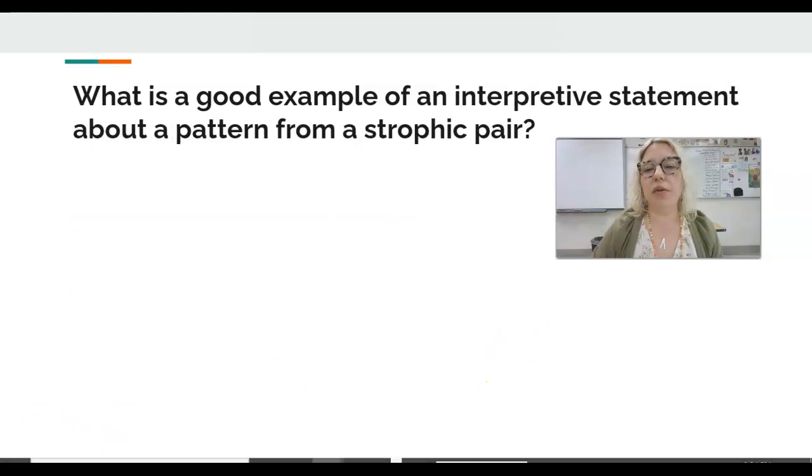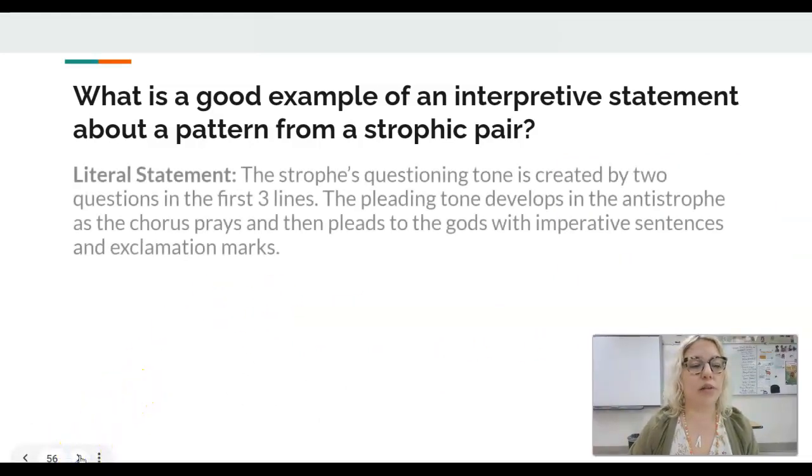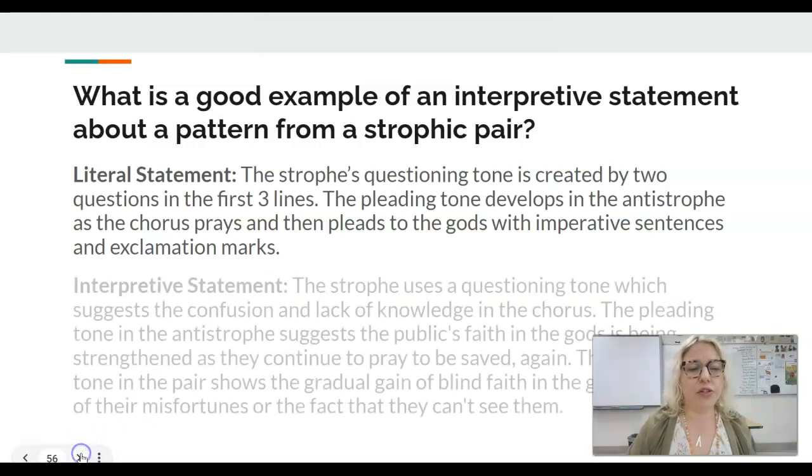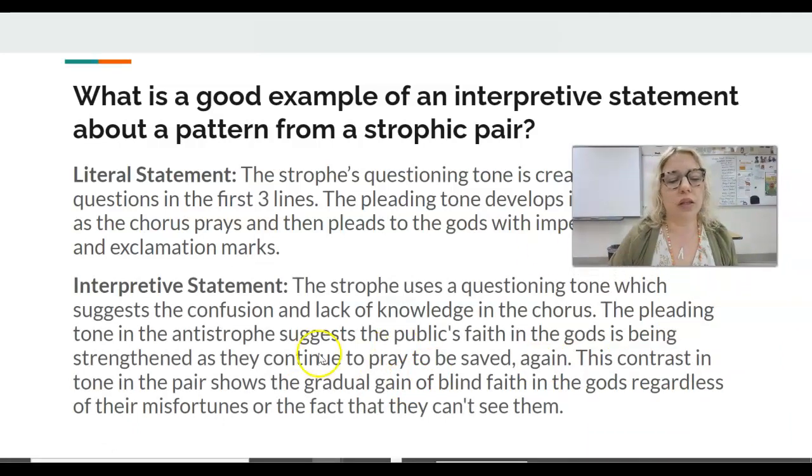How about a good example of an interpretive statement about a pattern? Well, let's use that same one. Here's our literal statement. And now for an interpretive statement where we try to explore the ways this pattern shapes meaning, we'll say the strophe uses a questioning tone, which suggests the confusion and lack of knowledge in the chorus.